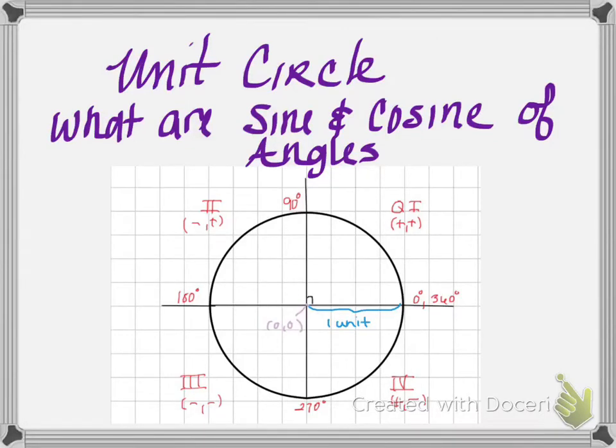Alright, we're going to be looking at the unit circle and how that relates to finding the sine and the cosine of different angles. Notice in this little drawing I've put the quadrants. You have to know the signs of x and y in each quadrant, which I think most of you do. Remember, the radius of the circle is 1, and it's always centered around 0, 0.